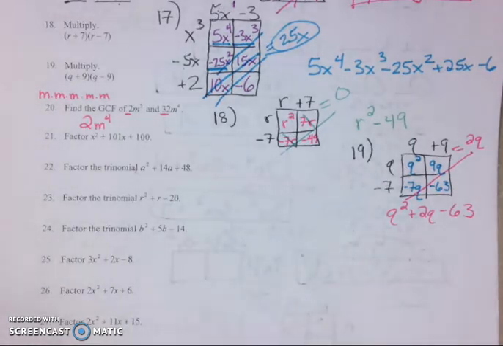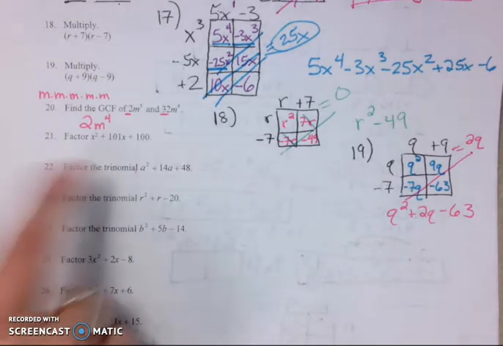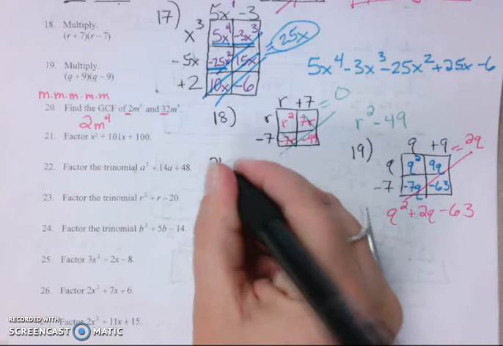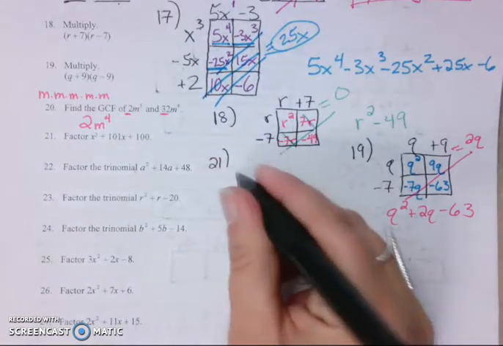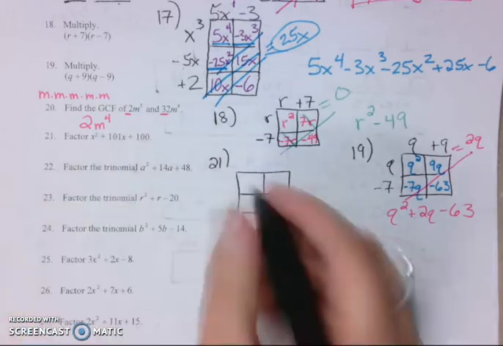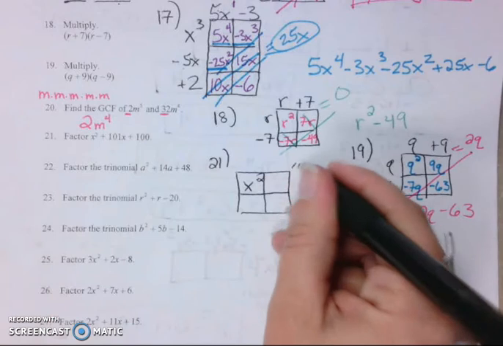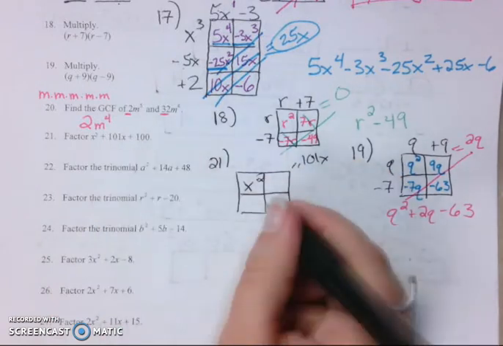Okay, and now we're off to factoring. So we use the box method for factoring as well. So 21 over here. I draw my box first. And the first term goes in the first box. The middle term goes off to the corner. And the last term in the last box.